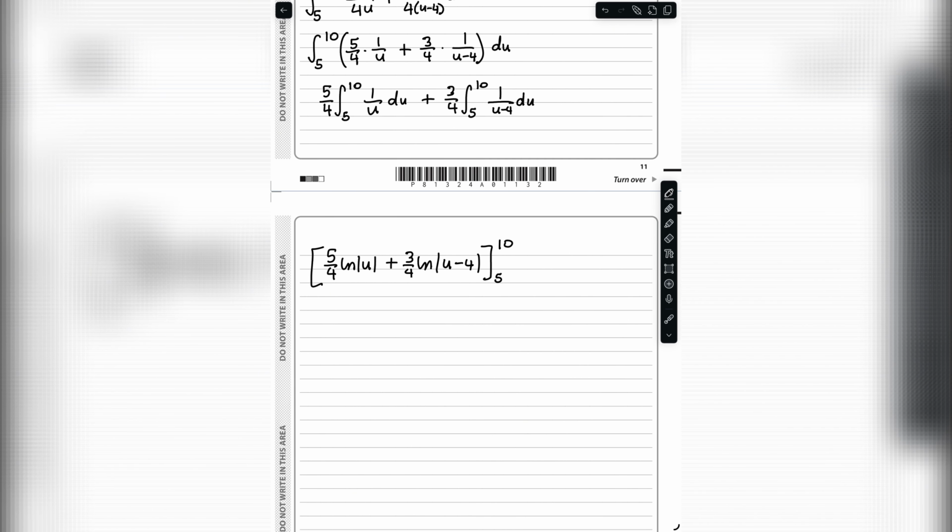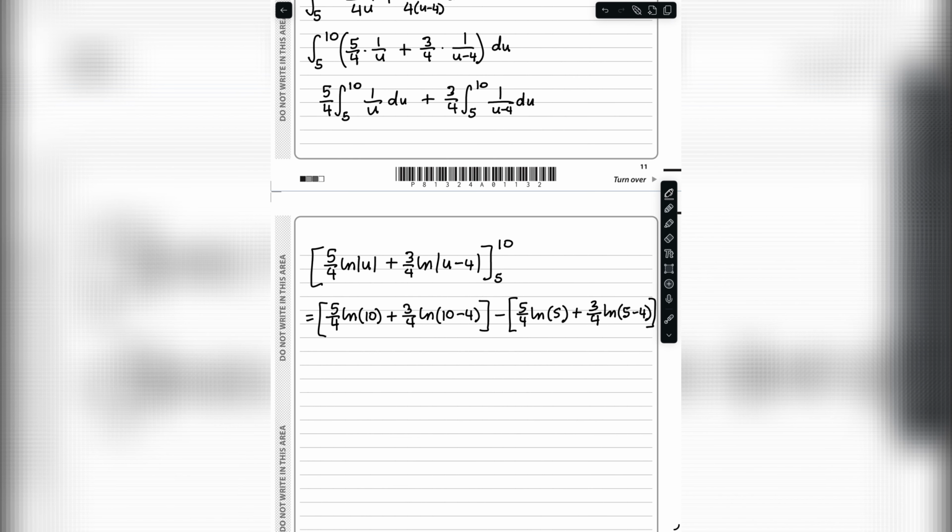So after substituting our limits, we get this. So we can write this as 5 over 4 ln 10 plus 3 over 4 ln 6 minus 5 over 4 ln 5 minus 3 over 4 ln 1.